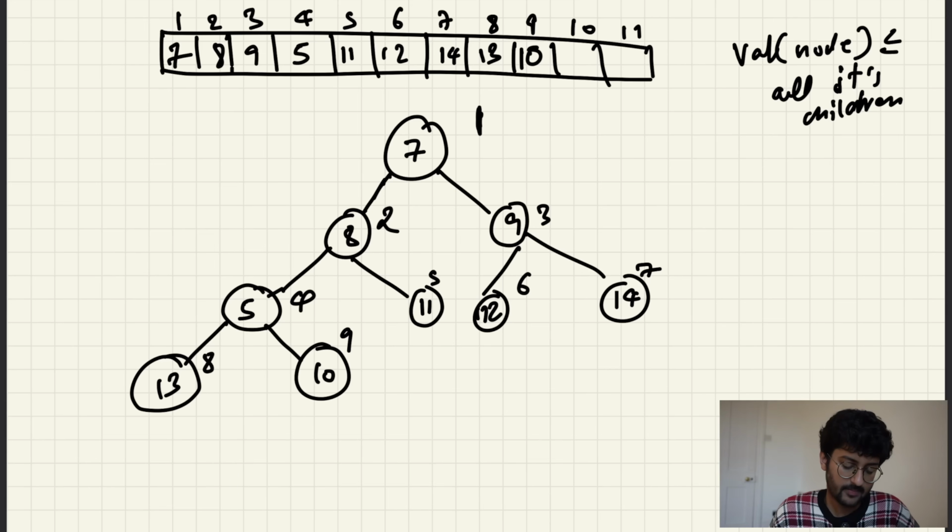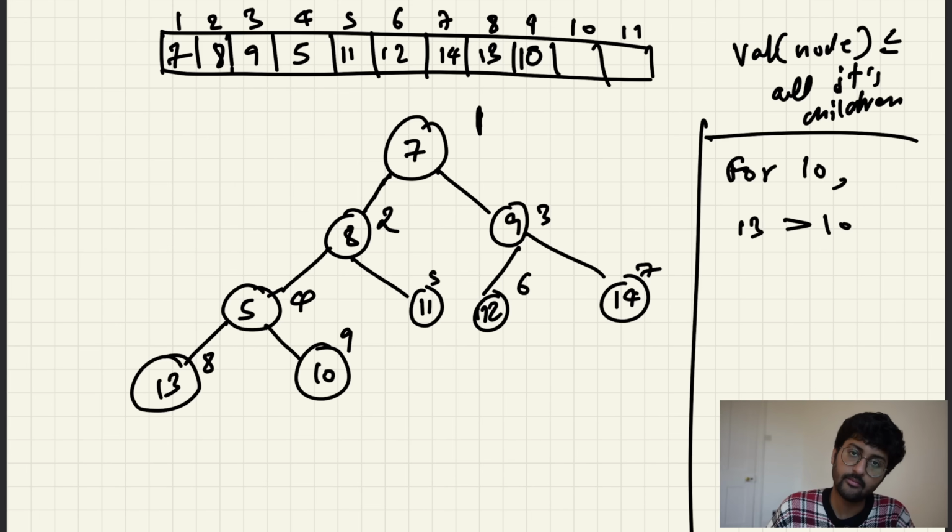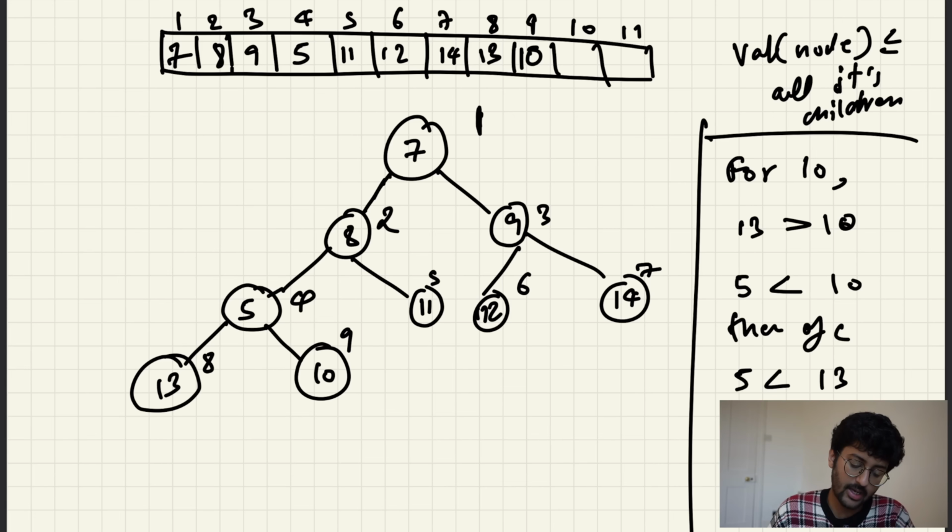Think about it now. If I know that, in reality, for 10, I know that 13 is greater than 10. So I'm checking if 5 is less than 10, then of course 5 is also going to be less than 13, hence you don't need to check. Why is 5 going to be less than 13? Because 13 is greater than 10.